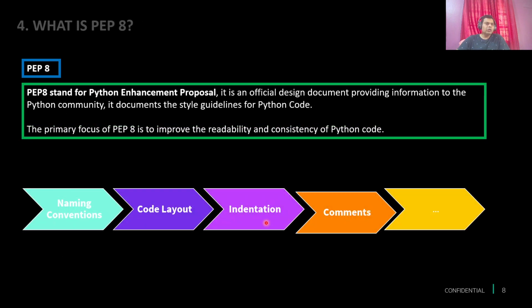Let's move to the next one. What is PEP 8? PEP stands for Python Enhancement Proposal. It is an official design document providing information to the Python community. The primary focus of PEP 8 is to improve readability and consistency of Python code. Whenever team sizes grow and code grows, it's hard to maintain readability and consistency. So that's where PEP 8 comes in handy. It has lots of guidelines, but it is mainly focused on naming conventions, code layout, indentation, comments, and many more.